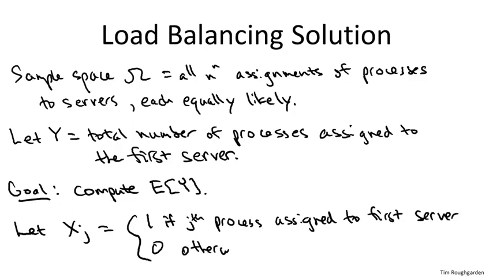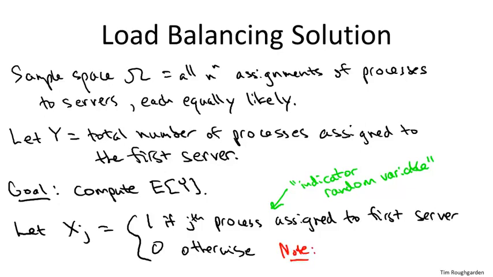So more precisely, for a given process j, let's define xj to be 1 if and only if the jth process gets assigned to the first server, 0 otherwise. 0, 1 random variables like xj are often called indicator random variables. That's because they in effect indicate whether or not a certain event occurs. In this case, whether or not the jth process gets assigned to the first server. Why did I make this definition? Well, observe that the total number of processes that gets assigned to the first server is simply the sum from j equal 1 to n of xj. Xj says whether or not a given process, the jth process, is on the first server. The total number is just the sum of these over all j.